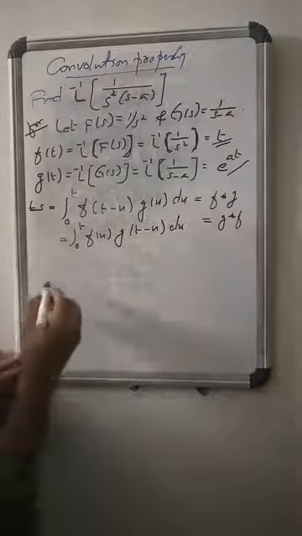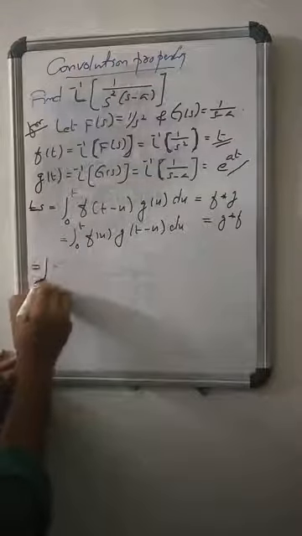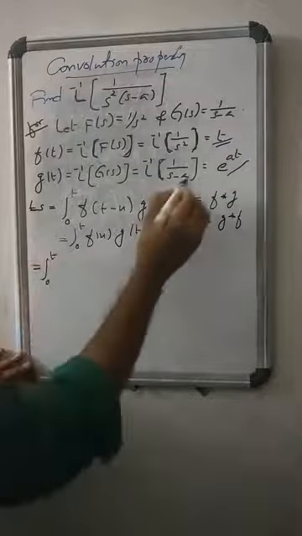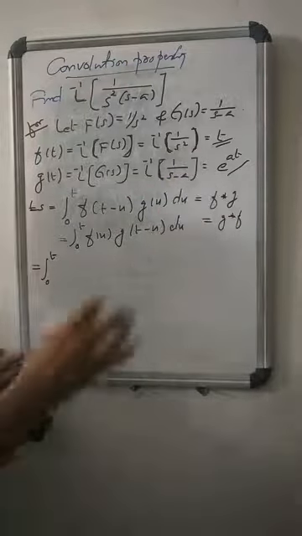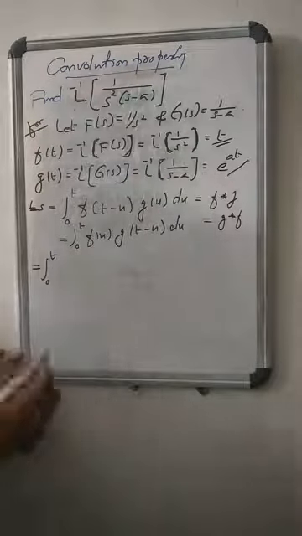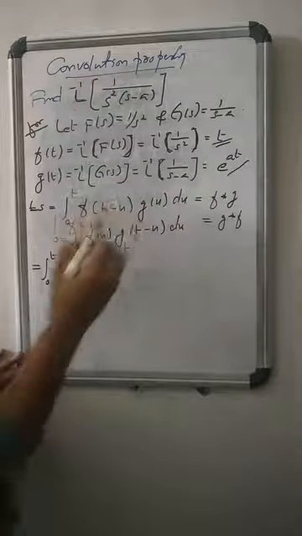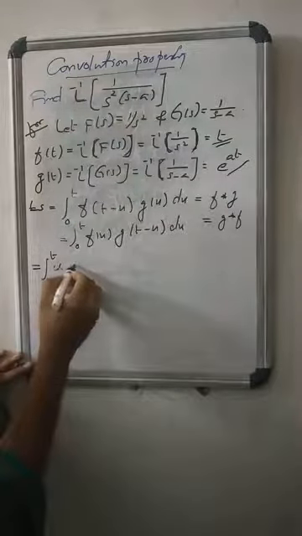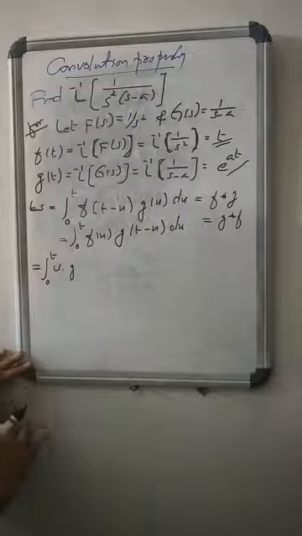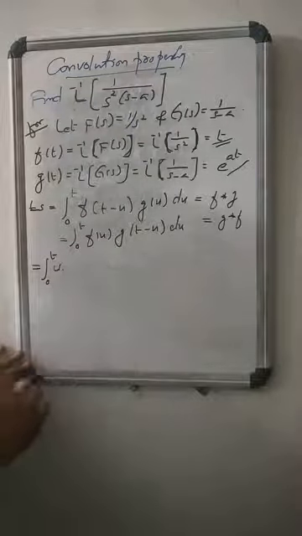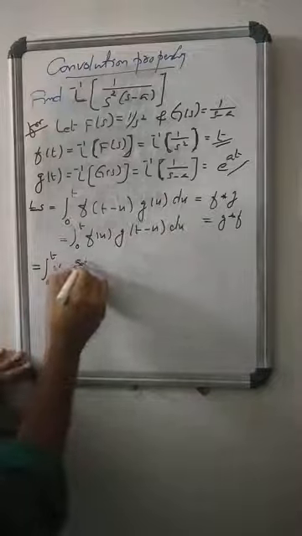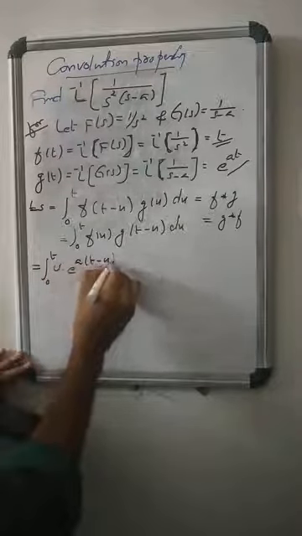Agree? So that equals integral 0 to t. What is f of t? t. That's already obtained. So what is f of u? u. So u into g of t, e power at. So what is g of t minus u? Replace t by t minus u. So what do I get? e power a into t minus u du.